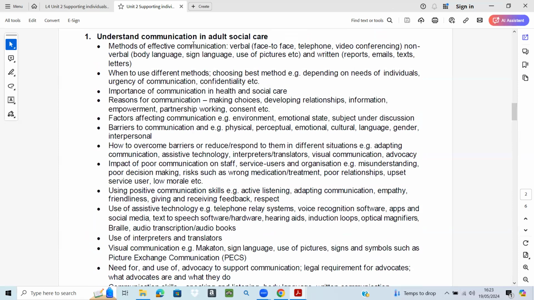Like for example, in learning outcome 1, we have methods of communication, verbal. So in verbal, we have face-to-face, telephone, video conferencing, non-verbal, written. So we discussed these today as well, but we have discussed everything in detail in the lectures related with each learning outcome. So for example, we also discussed today picture exchange communication, PEC, and we discussed properly in the lectures.